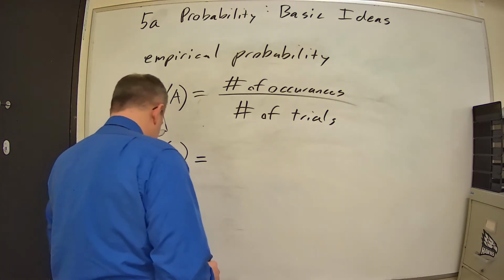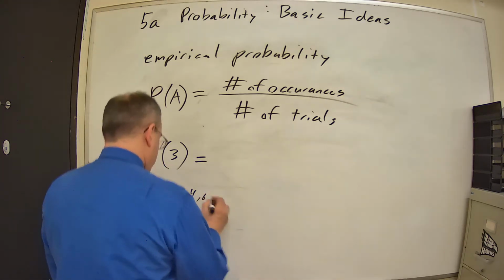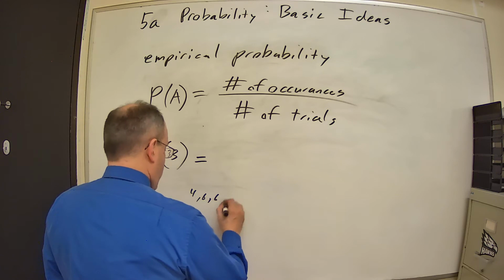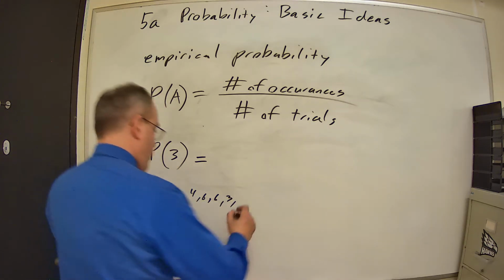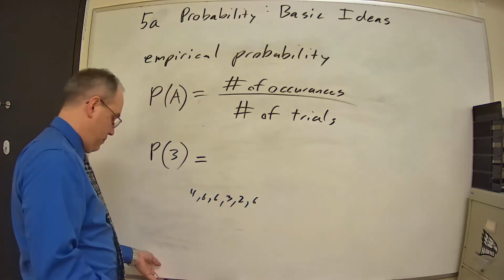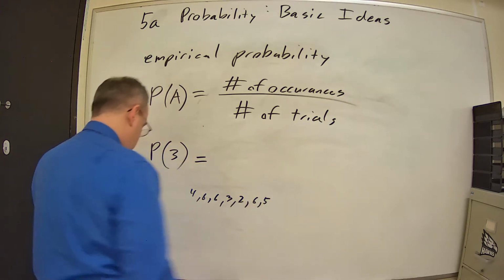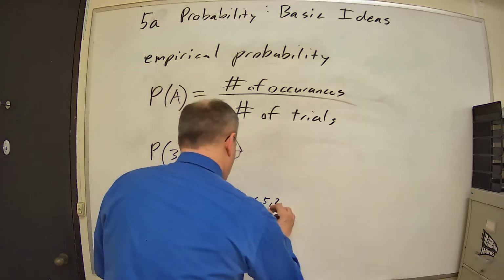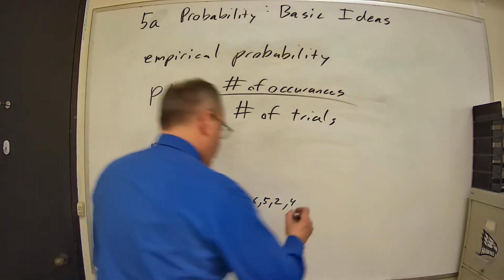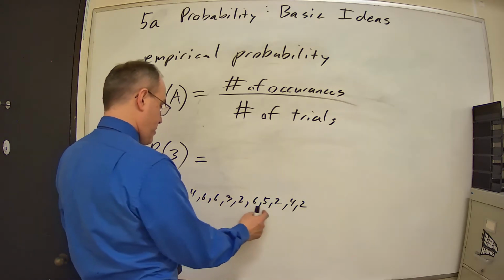So I roll it one time, I get a 4. I roll it again, I get a 6. Again, I get another 6. Again, a 3. Again, a 2. A 6. A 5. And a 1, 2, 3, 4, 5, 6, 7. So 3 more times. A 2. A 4. And a 2. Okay, so I rolled this die 10 times. 1, 2, 3, 4, 5, 6, 7, 8, 9, 10.